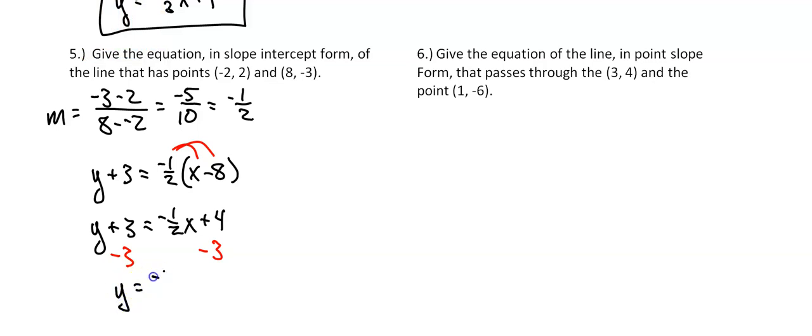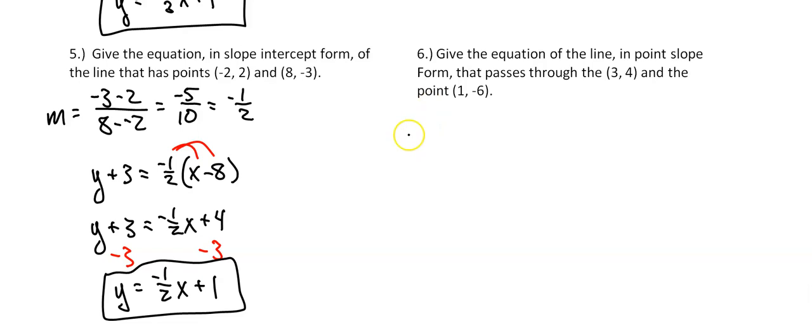So I get y equals negative 1/2 x plus 1. Okay. The next one, very similar, but asks for point slope form. I still need to find the slope, so I do y sub 2 minus y sub 1 over x sub 2 minus x sub 1. And let's see, that gives me negative 10 over negative 2, which gives me a positive 5.